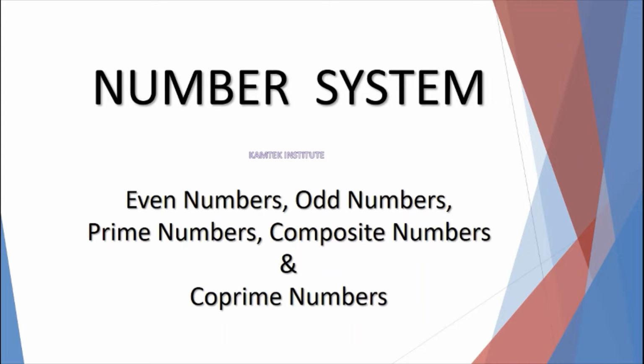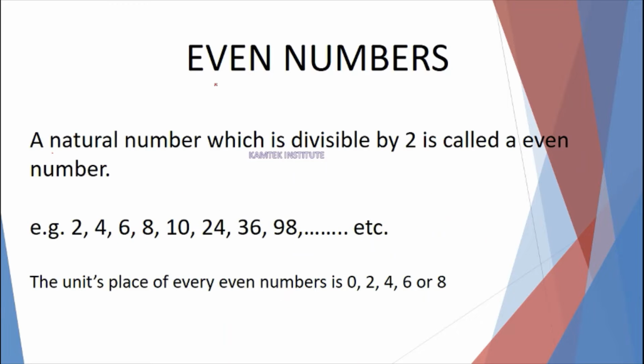Today we'll continue with our number system and try to know what are even numbers, odd numbers, prime numbers, composite numbers and coprime numbers. तो start करते हैं immediately. So अभी देखते हैं what are even numbers. A natural number which is divisible by 2 is called an even number.